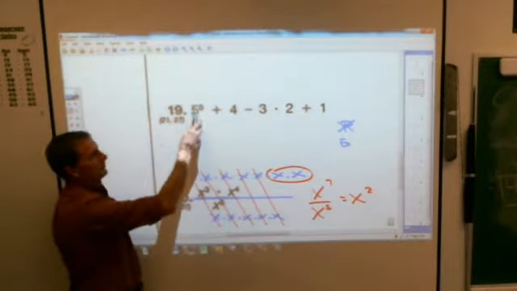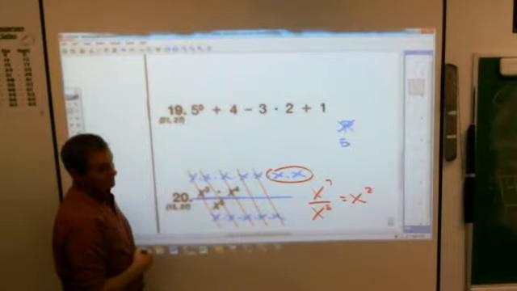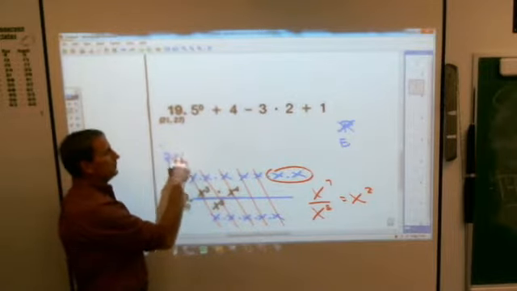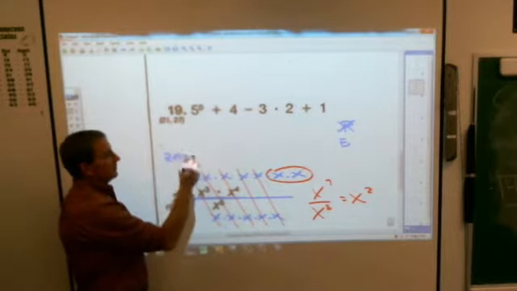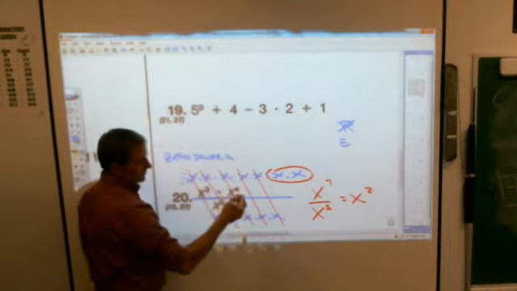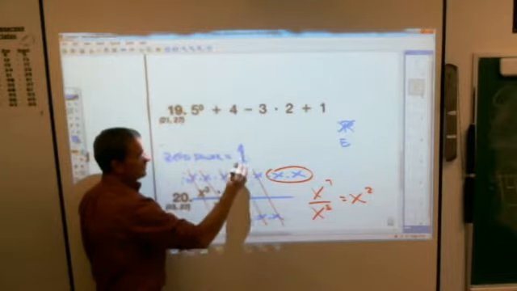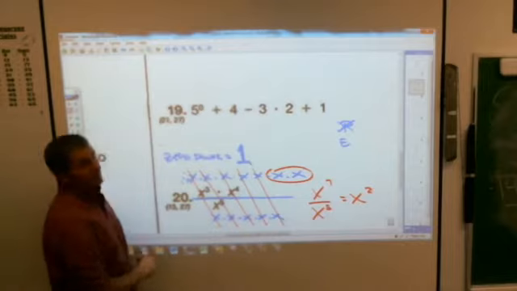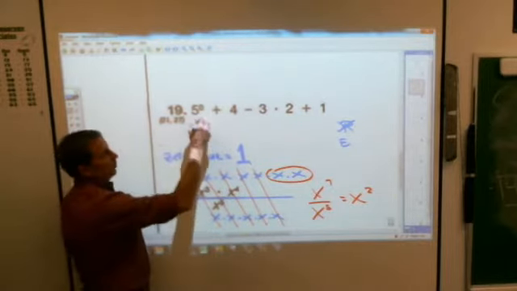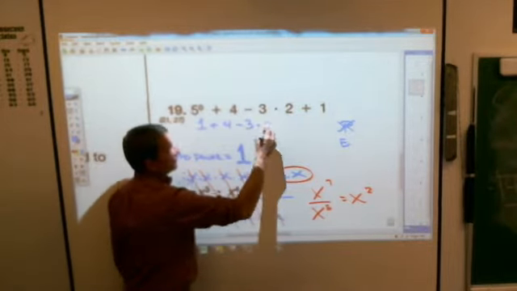And this is one thing to remember. 5 to the 0 power is not 5. And here's what I'd write in my notes: 0 power equals, and if you would have looked at your notes, I guarantee you we wrote this in big letters, 1. Anything to the 0 power is 1. 5 to the 0 power is 1. 1 million to the 0 power is 1. So this becomes a 1. 1 plus 4 minus 3 times 2 plus 1.